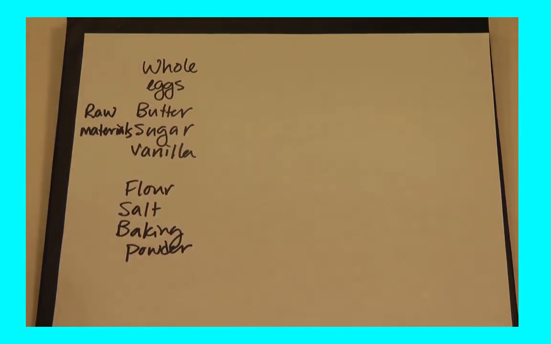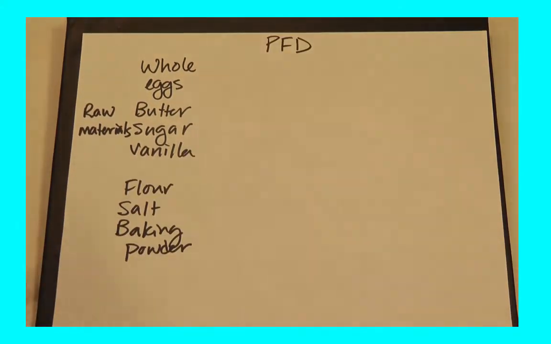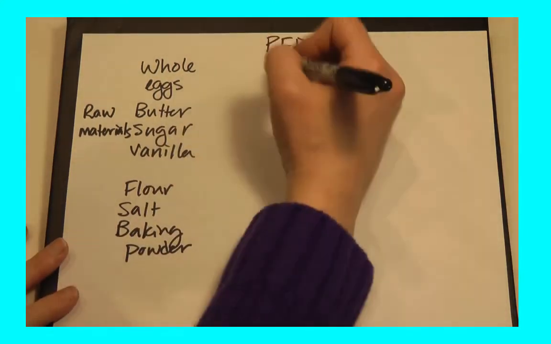Now the first thing that you do when you make cookies is you're going to start mixing stuff together. What I'm drawing here is what chemical engineers use, or one thing that they use to understand what's going on in a process, and it's called a process flow diagram, or PFD for short. So when I'm mixing things together, I don't want to throw whole eggs into my cookies. Eggshells would be nasty. So whole eggs would require a little bit more processing.